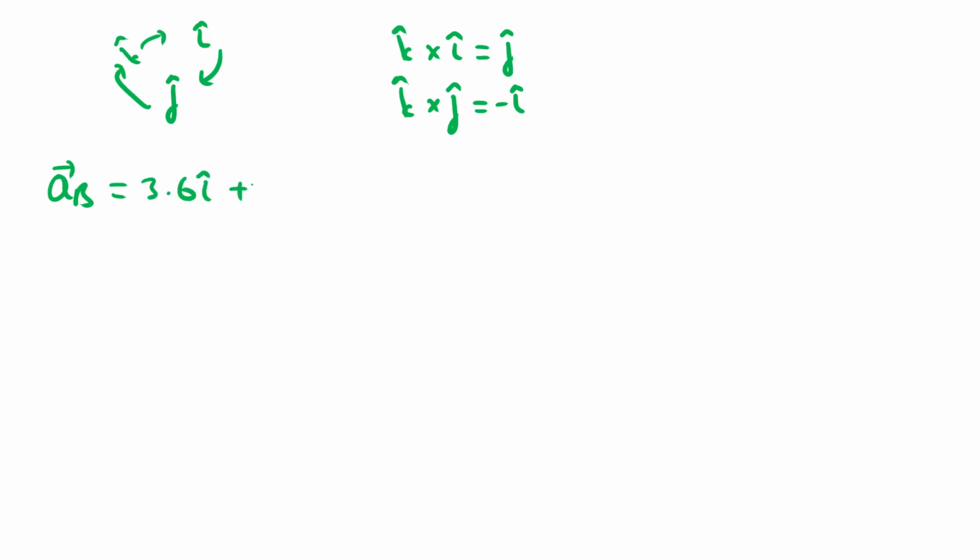So with this in mind, the acceleration of B will be equal to 3.6i plus 3.6j minus 18j plus 18i. And that will be 21.6i minus 14.4j. That's the acceleration of B.